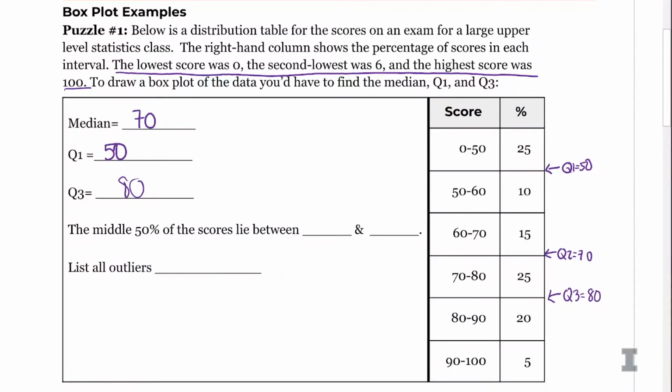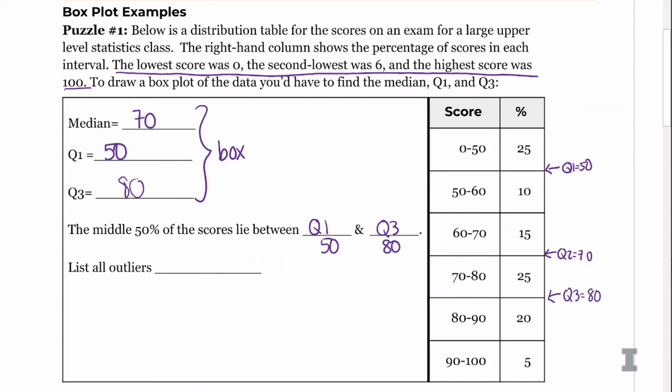So the middle 50% of the scores, that's our IQR, always lies between Q1 and Q3, right? The 75th percentile and the 25th percentile. So I can just go ahead and fill in Q1 is 50 and Q3 is 80. So these three statistics give me my box. If I wanted to draw a box plot, I could go ahead and draw the box part of the box plot with those.